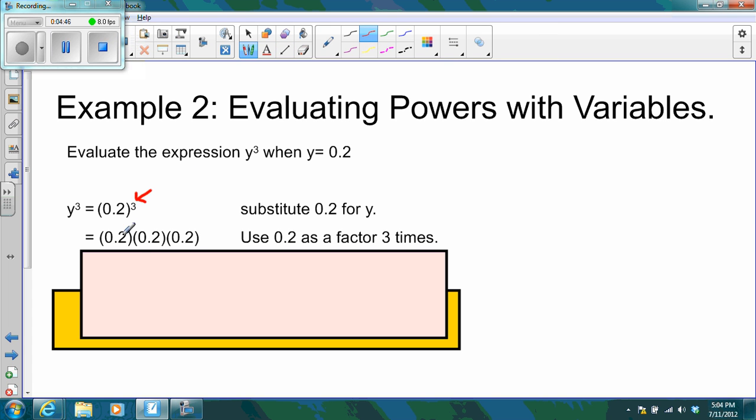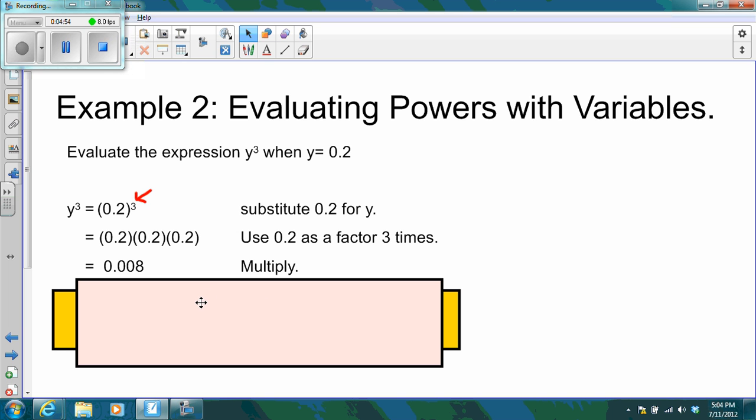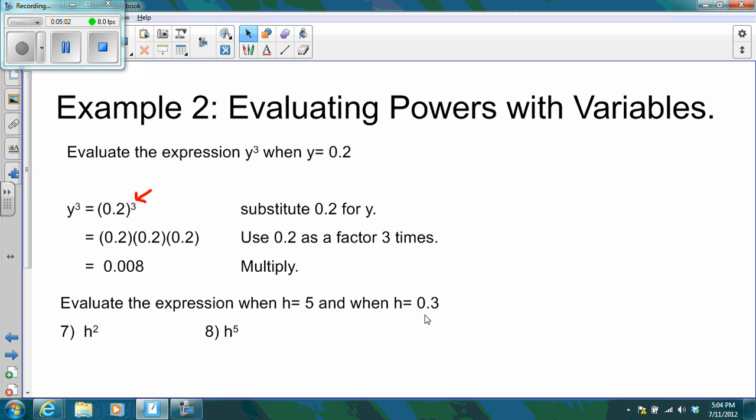or to the 3rd power. We need to have 3 of them below. And then the last step is actually to multiply them. So 0.2 times 0.2 times 0.2 is equal to 0.008. So press pause now and try the following.